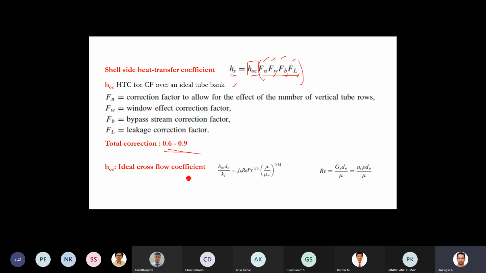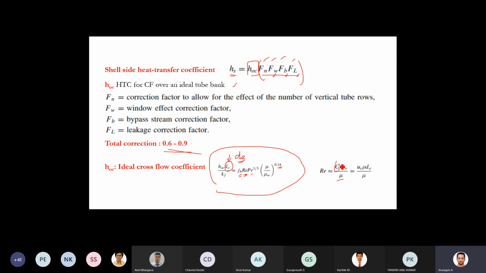So HOC is the ideal cross flow coefficient that can be calculated using this expression. Here you know this is JH. If you see this equation, this is different from the earlier equation, where we used D equivalent for cell side estimation, but that is not the case here. This is D naught. Okay, HOC D naught by Kf is equal to JH Reynolds number, Prandtl number power 1 by 3, mu by mu w power 0.14. Okay, so Reynolds number is Gs D naught by mu. The Gs you know.